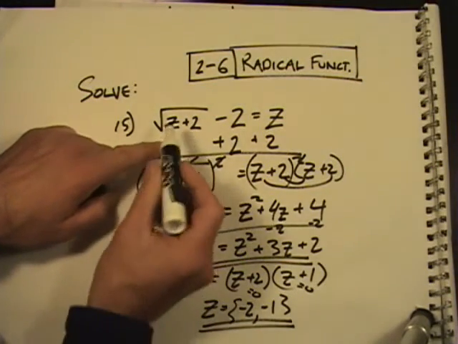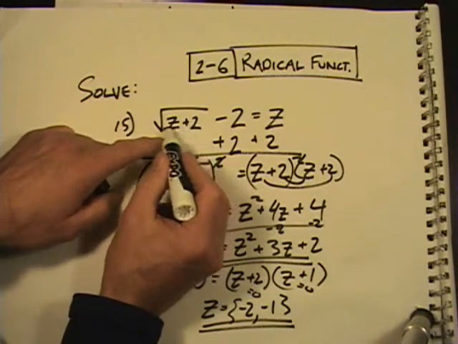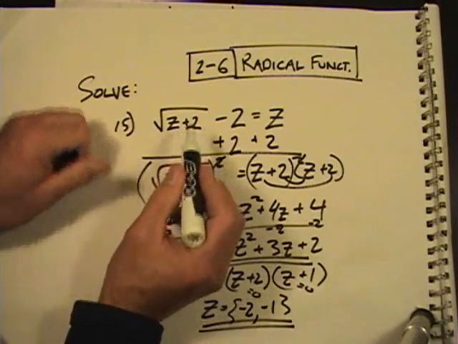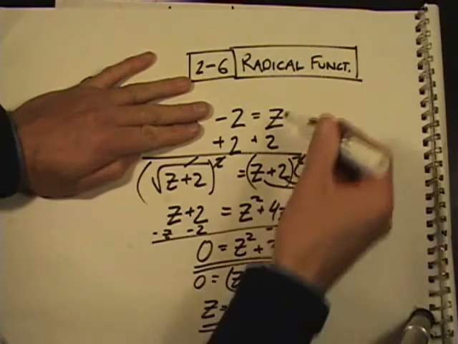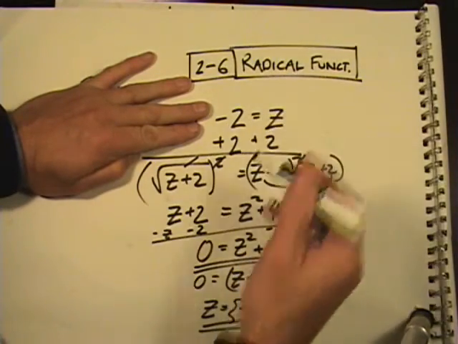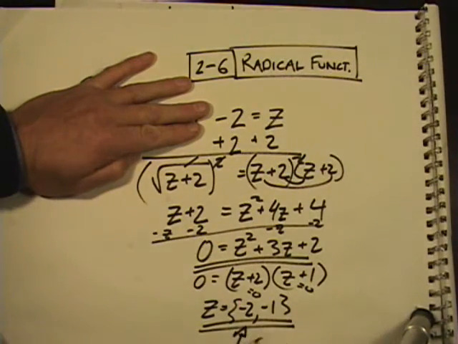If I plug in negative 2 right here, negative 2 plus positive 2 is 0. The square root of 0 is 0. So is it true that negative 2 equals, and when I plug negative 2 in for z, negative 2 does equal negative 2. So that one's okay.